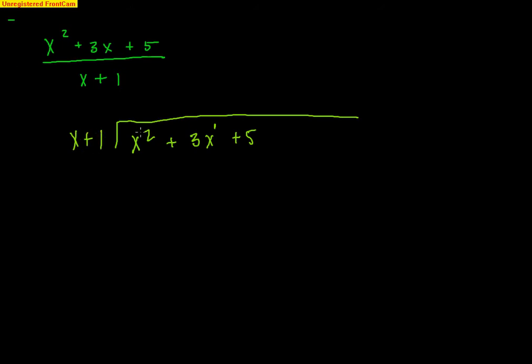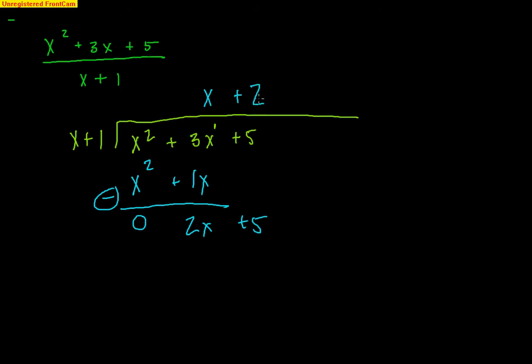All right, how do I turn x into an x squared? Multiply it by x. X times x is x squared. 1 times x is 1x. And I'm now going to subtract. So x squared minus x squared is 0. 3x minus 1x is 2x. Drop down the 5. How do I turn an x into a 2x? I'm going to multiply by 2. So x times 2 is 2x. 1 times 2 is 2. And then I'm going to subtract again, 2x minus 2x is 0, 5 minus 2 is 3.